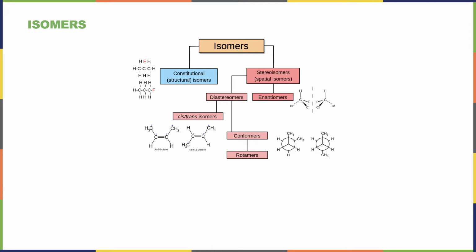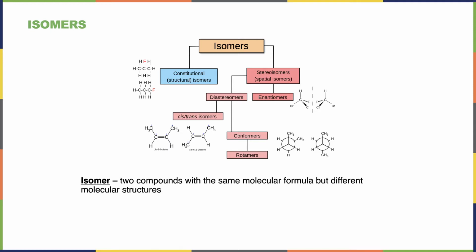Now, the second concept when we think about formulas is something known as an isomer. Isomers, by definition, are two compounds that have the same molecular formula. Okay, so they're the same molecule in terms of what atoms are in the molecule, but they're different in terms of their structure.